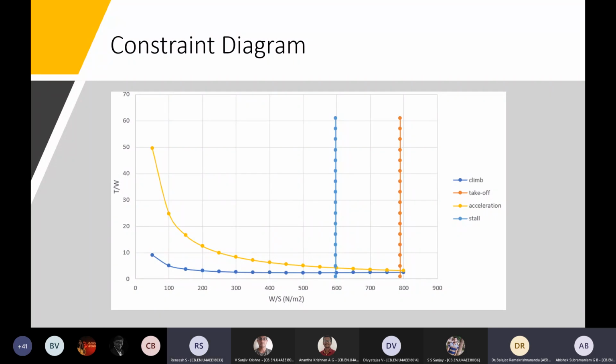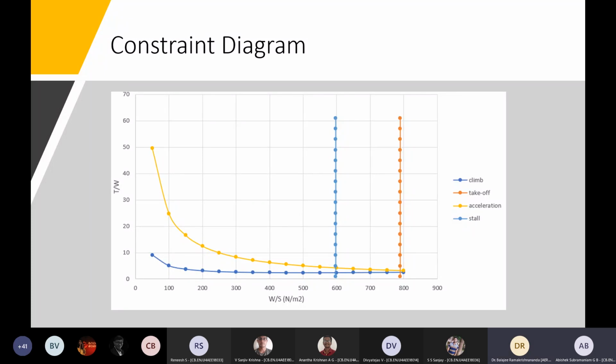Sine 30 is 1 by 2, which is 0.5, so it should be less than 30 degrees. So less than 30 degrees is fine. You can use approximation and plot the graph. So the V you use in the weight equation should be 100 meters per second. The sine gamma you can use as 0.4. Then plot the graph.